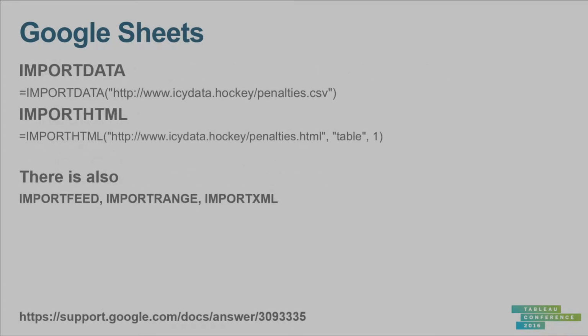So the first methods are these import functions. ImportData will import a CSV file. ImportHTML will import a table, and you can actually specify which table on a page you want to import. There's also ImportFeed, ImportRange, and ImportXML.